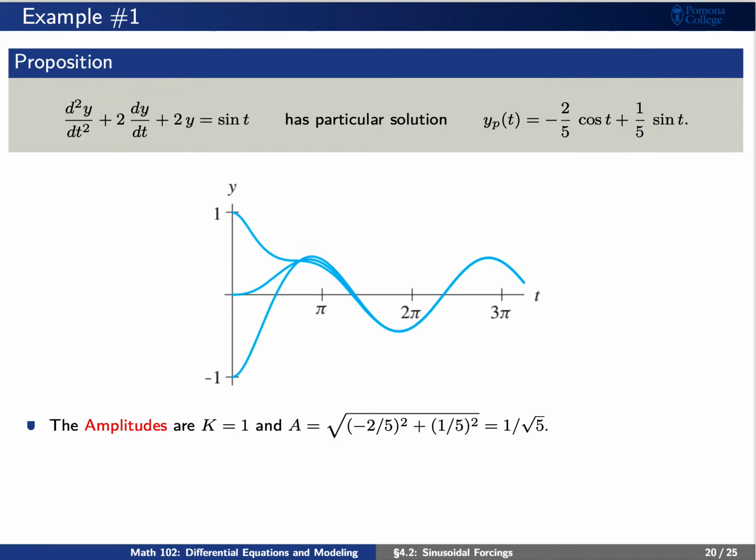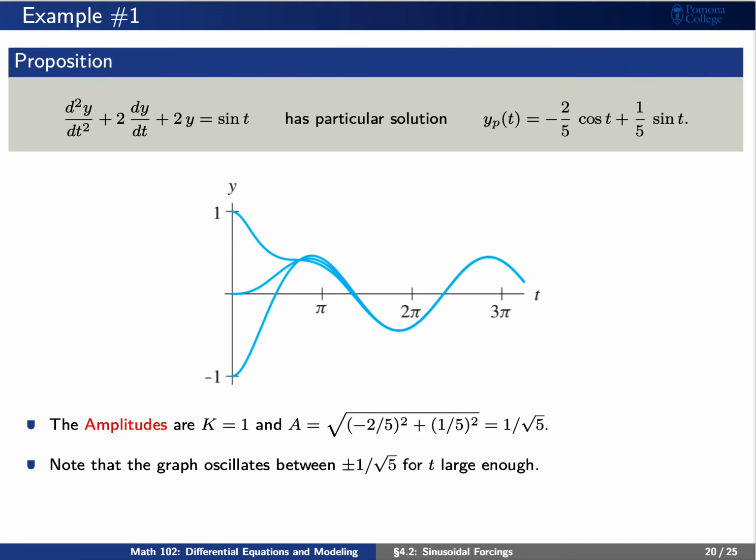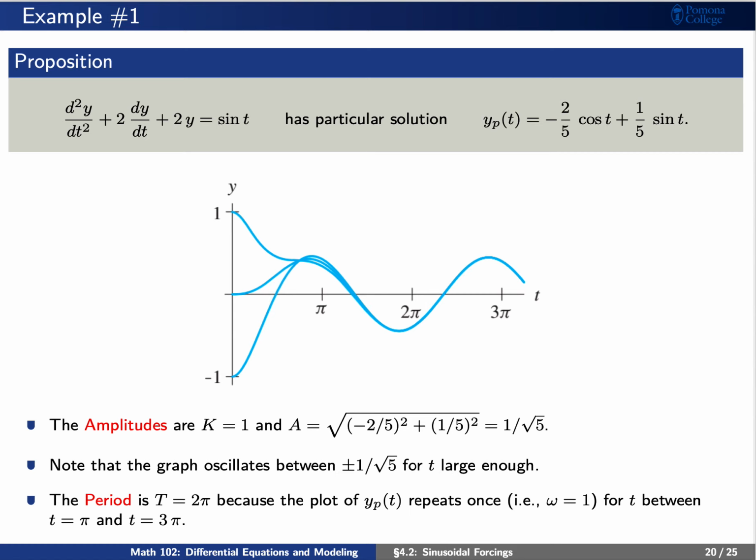First, notice that the amplitude capital K equals 1. Indeed, this is because g of t is sine of t, and capital A is 1 over the square root of 5. This is by looking at y sub p of t. You can see that the graph here oscillates between plus or minus 1 over the square root of 5 for t large enough. Indeed, the square root of 5 is just a little bit over 2, so that means that our graph oscillates just below plus or minus 0.5. You can see this in terms of the graph here on the screen. Finally, the period capital T is 2 pi because our plot y sub p repeats exactly once, that is omega equals 1, for t between pi and 3 pi.